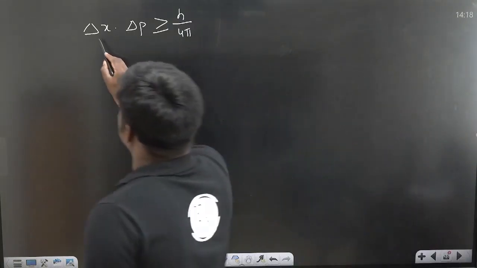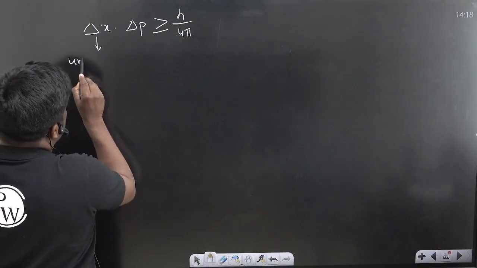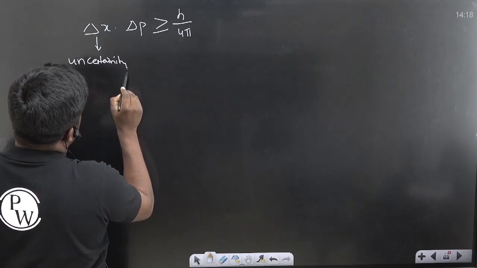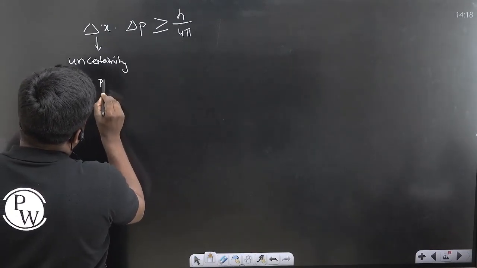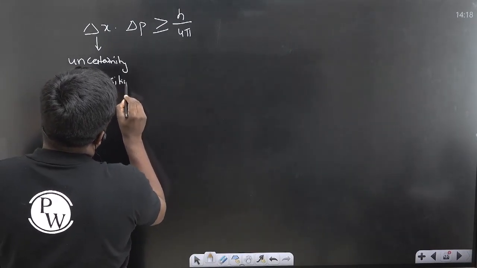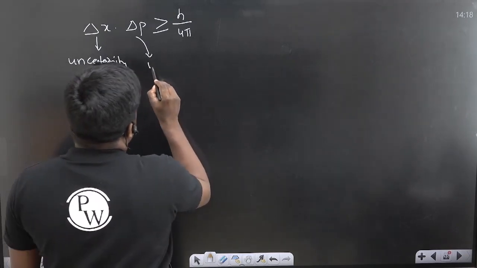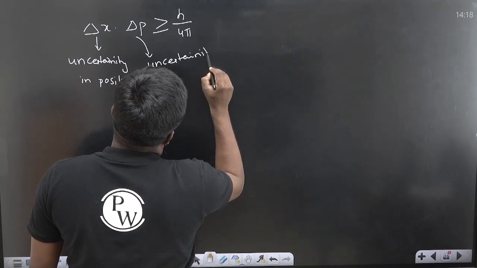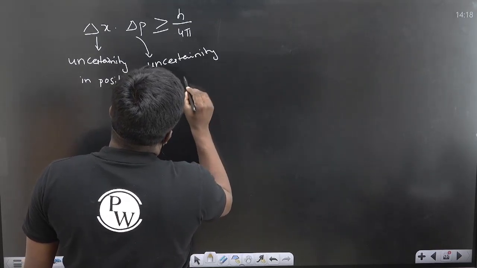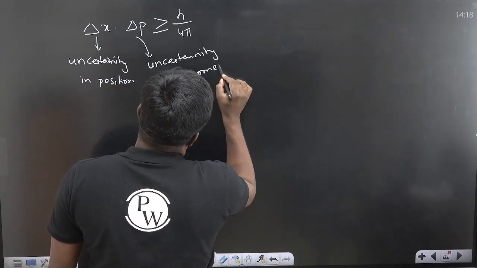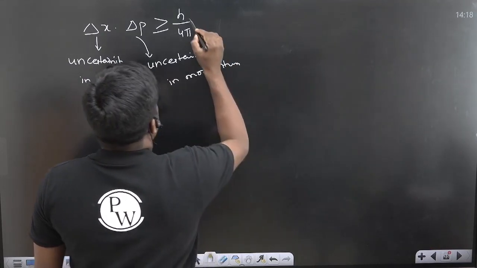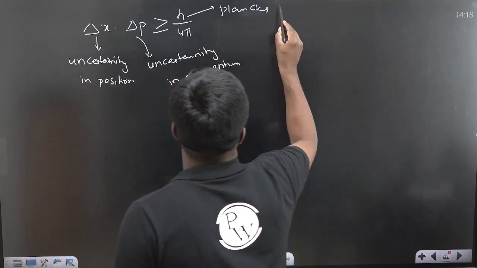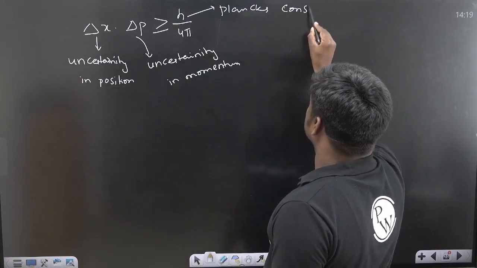So delta x is uncertainty in position, and delta p is uncertainty in momentum. h is Planck's constant.